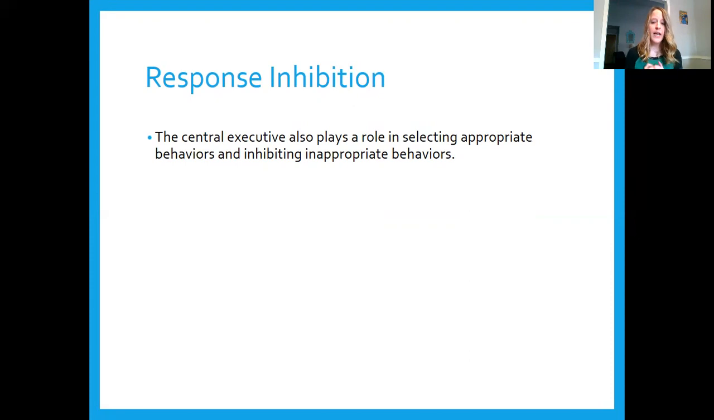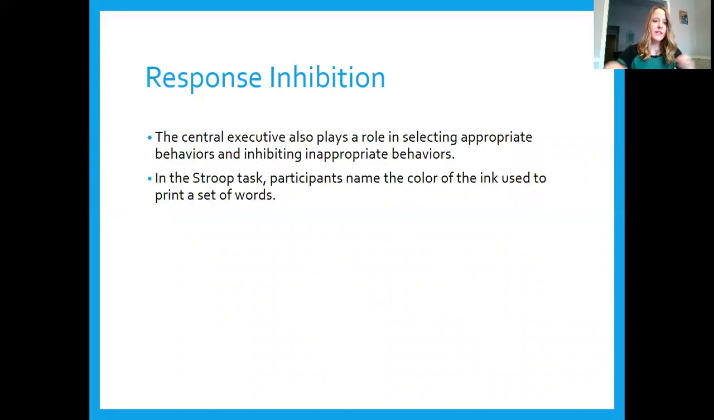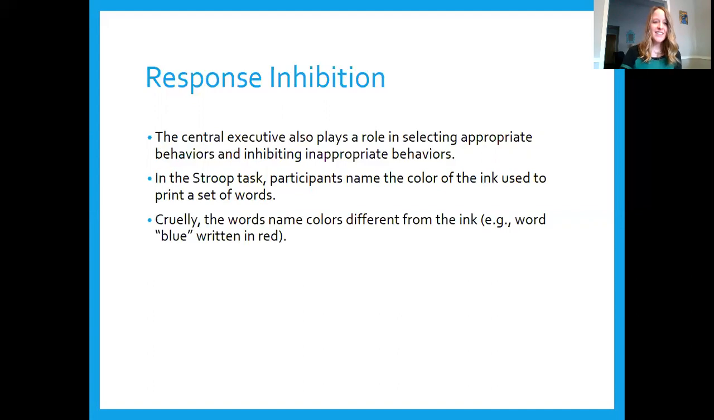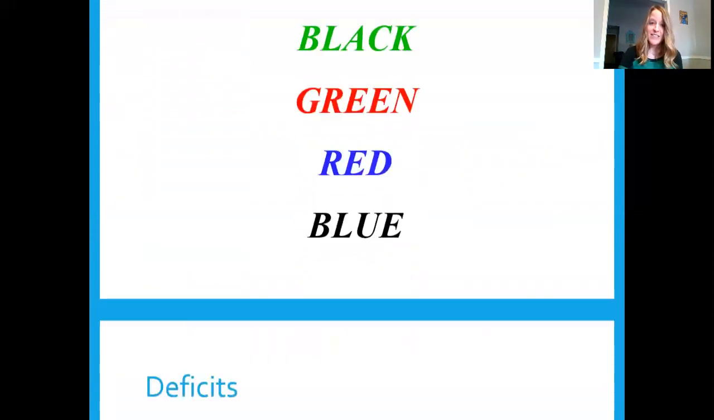The final role of the central executive is directing attention and response inhibition. Can someone control their automatic impulses in order to engage in goal-directed behavior? This is sometimes tested through what's called the Stroop test. If you haven't heard about this in previous classes, read in your book about the Stroop test and how it demonstrates this response inhibition, this cognitive control function of the central executive.